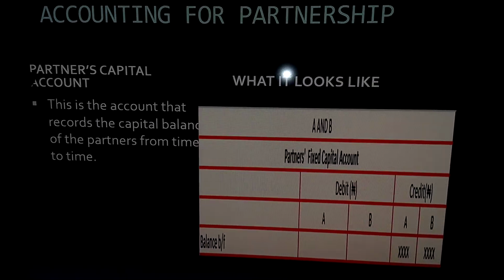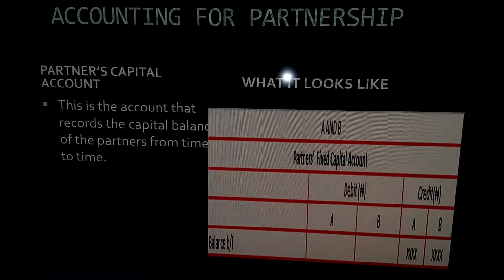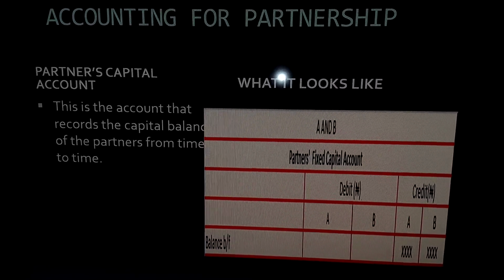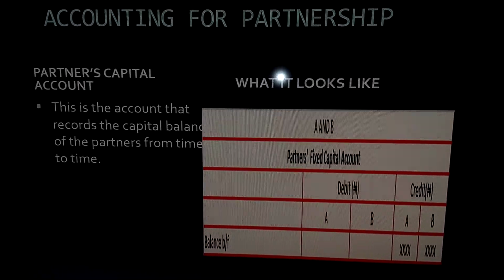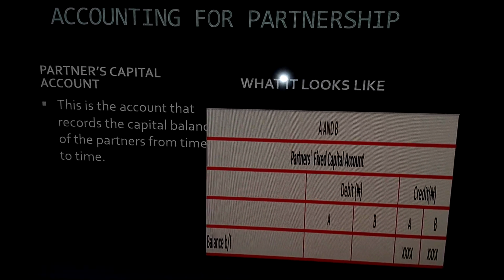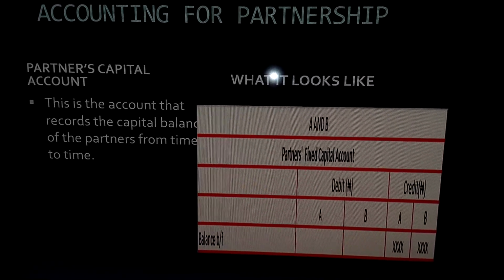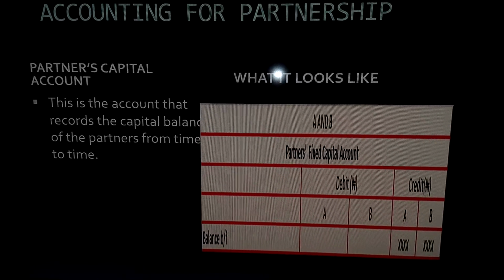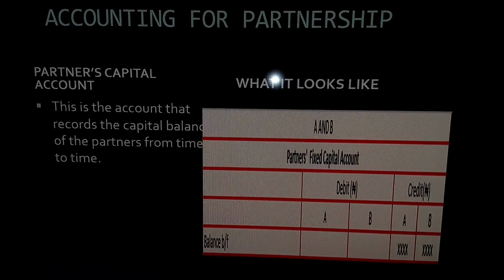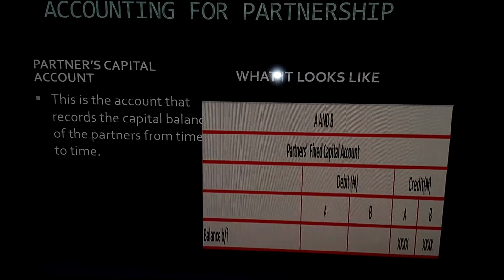Now, the partners' capital account. This is the account where we show the balances of the partners' capital from time to time. If you have two or three partners, and each partner has contributed 2 million naira, we have to show an account that shows the balance of the capital from time to time. I told you we have two types of accounts: fixed capital account and fluctuating or floating capital account. When you say fixed capital account, it means that the balance in the account does not change. So if you have contributed 2 million naira from inception, the balance in the capital account remains 2 million naira all through the partnership period.